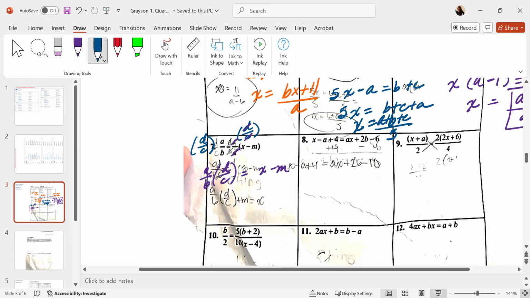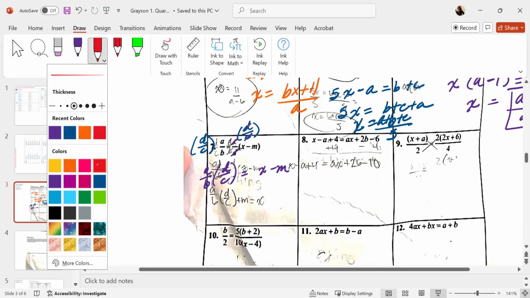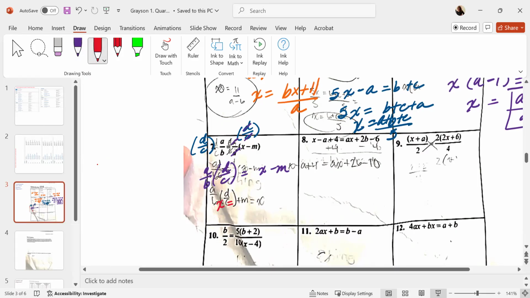How do you get rid of the negative m? Moving it over. There you go. And that's your answer right there.